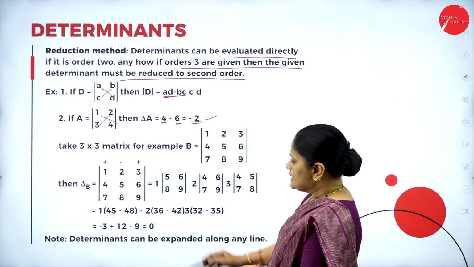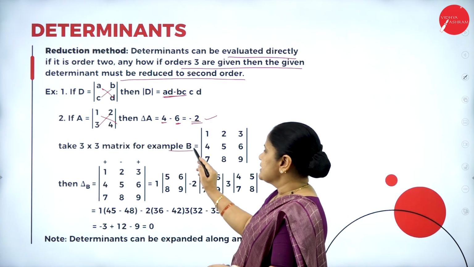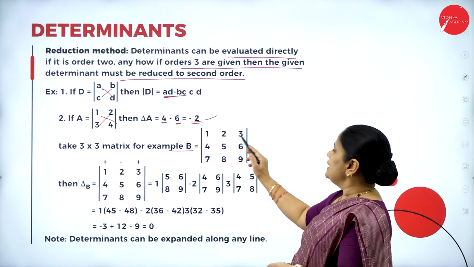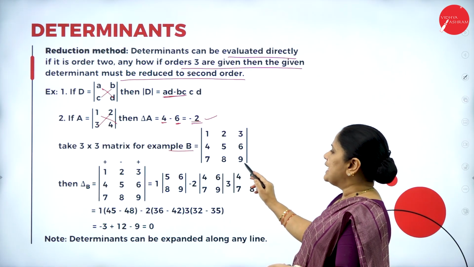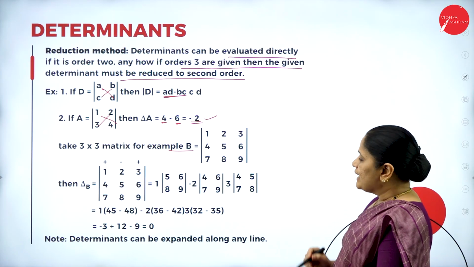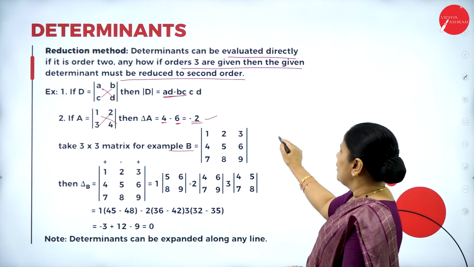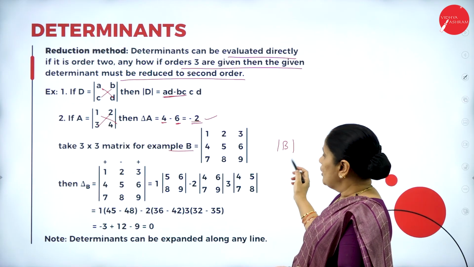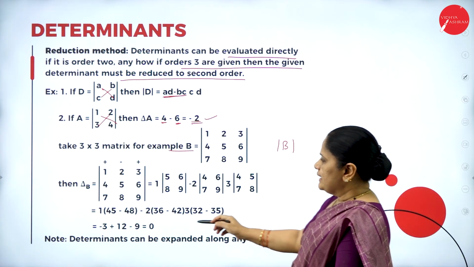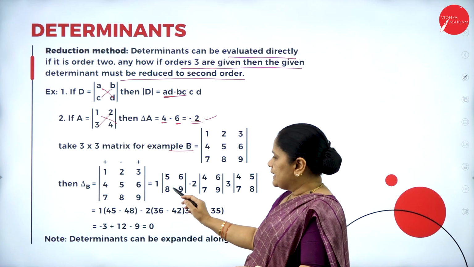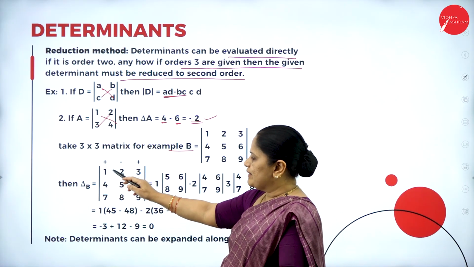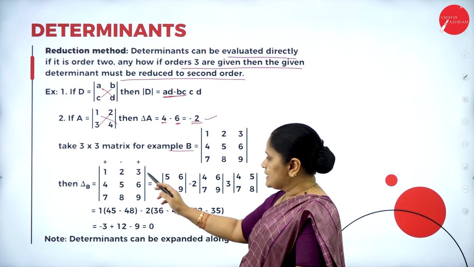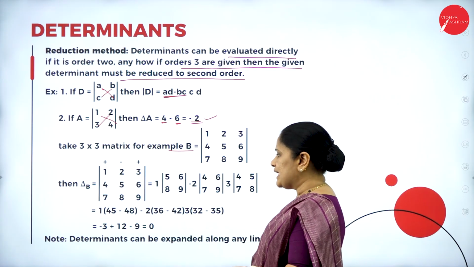Now, let us take a 3 by 3 matrix for example, right? So, here we have the matrix B: 1, 2, 3, 4, 5, 6, 7, 8, 9. Now, if I have to take the value of the determinant B, I will have to write it in this form. So, the matrix B will be, I'll put the matrix in between two parallel lines, that is 1, 2, 3, 4, 5, 6, 7, 8, 9.